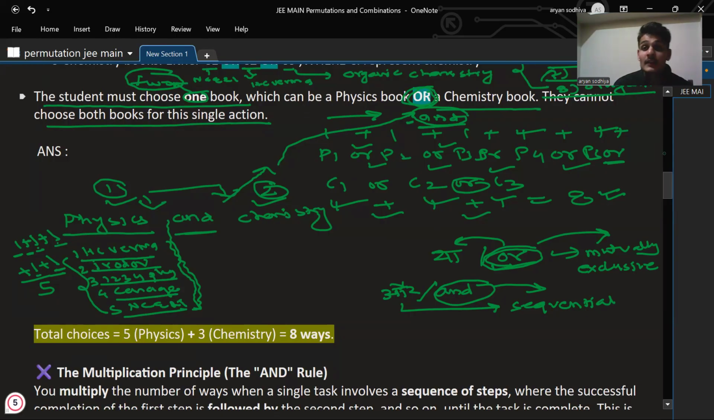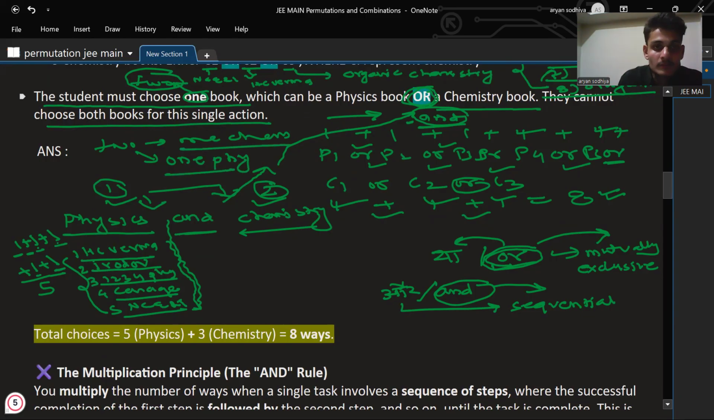Now you need to select one of the chemistry. So how many ways are there to select one chemistry book? One chemistry book, it is written here. You need to choose two: one of physics and one of chemistry. That is the question. If we have distorted the question a little bit, like you need to select two, one of chemistry and one of physics.